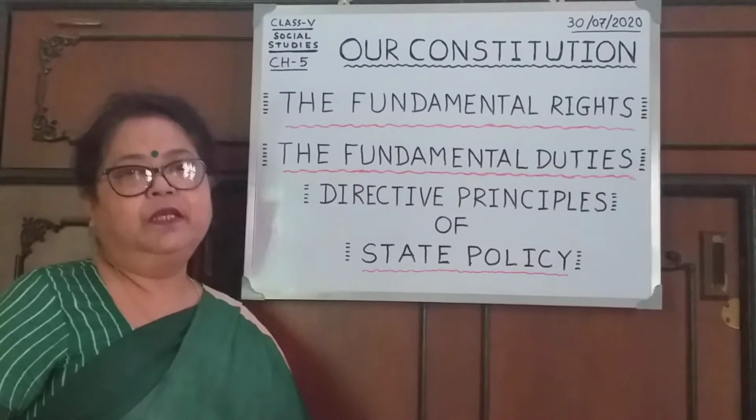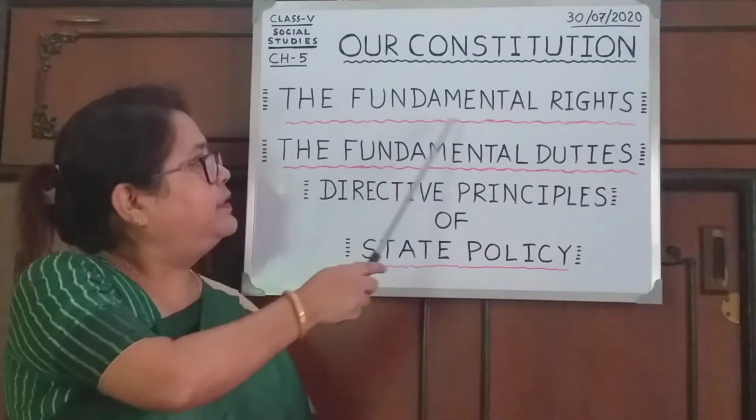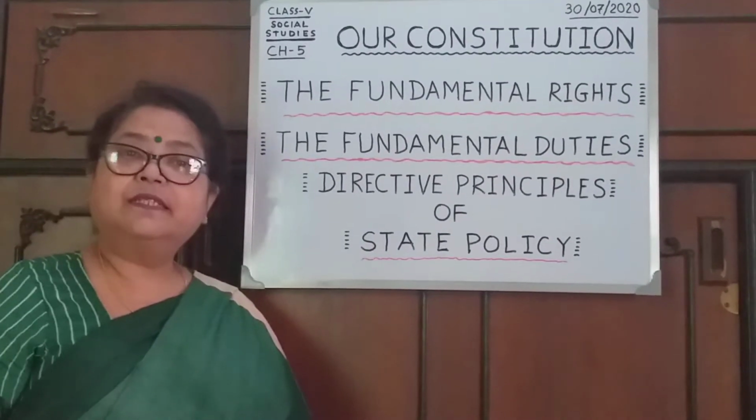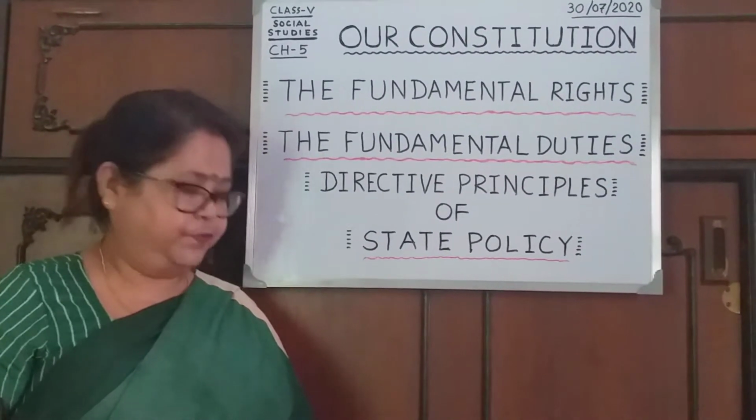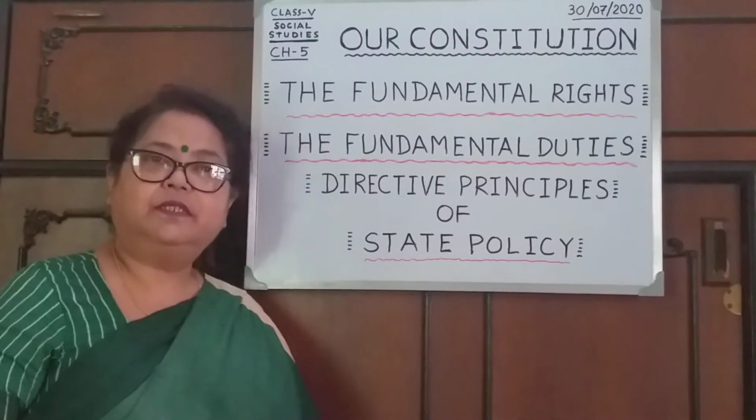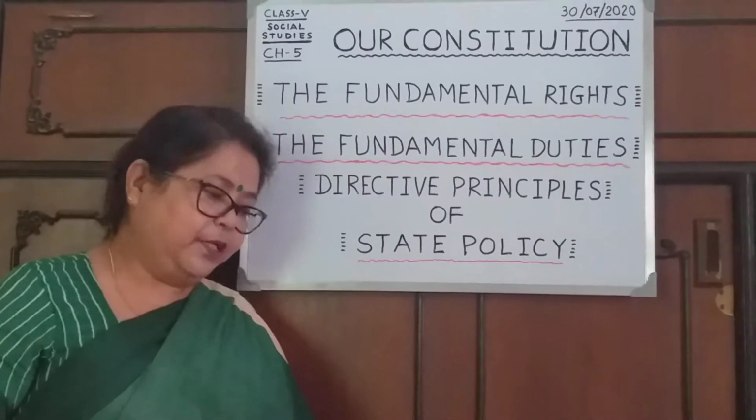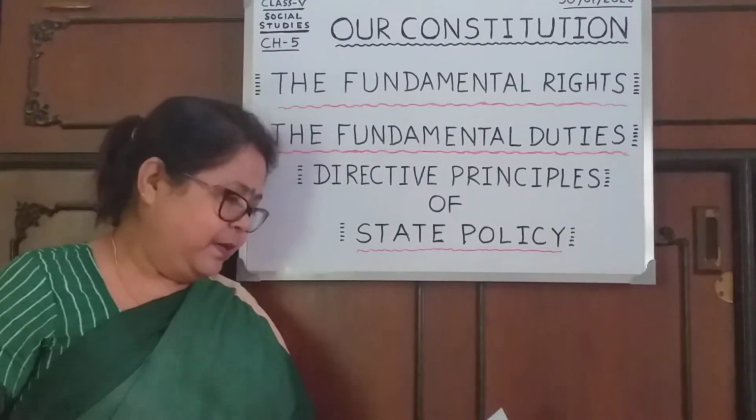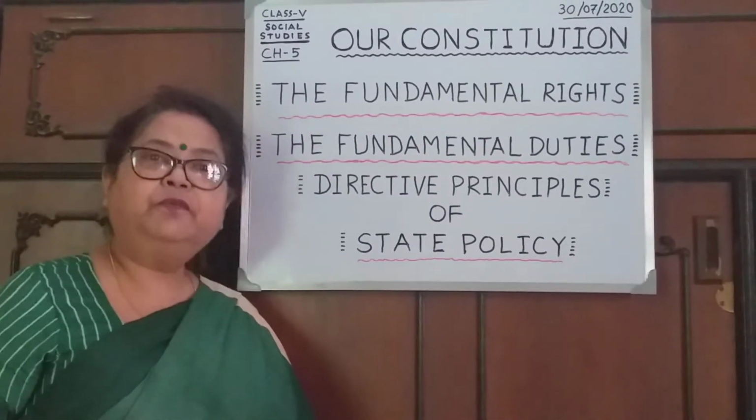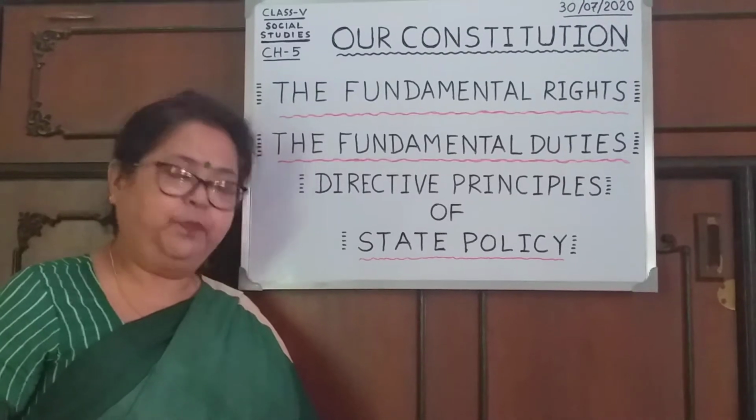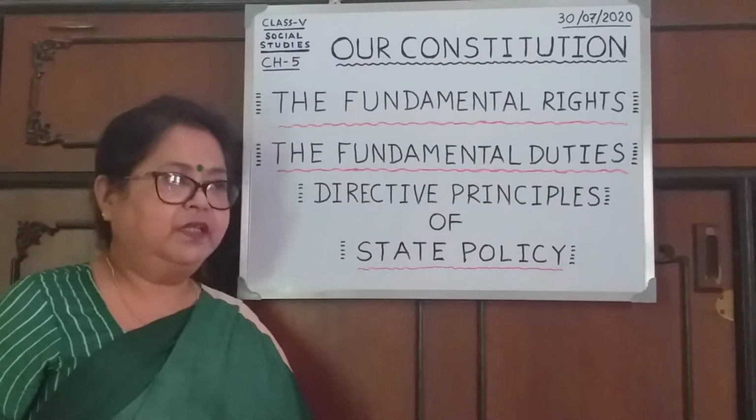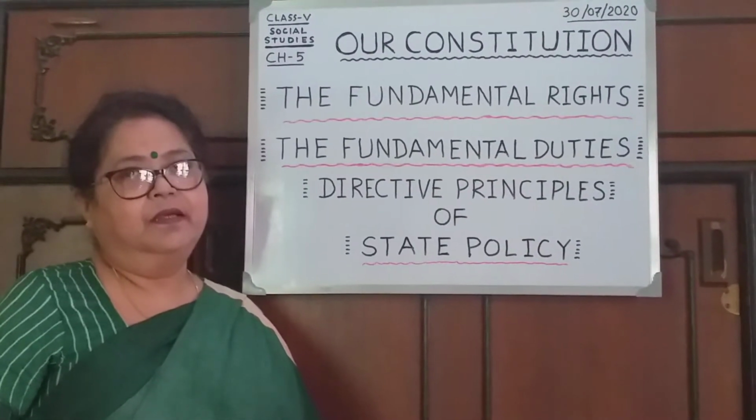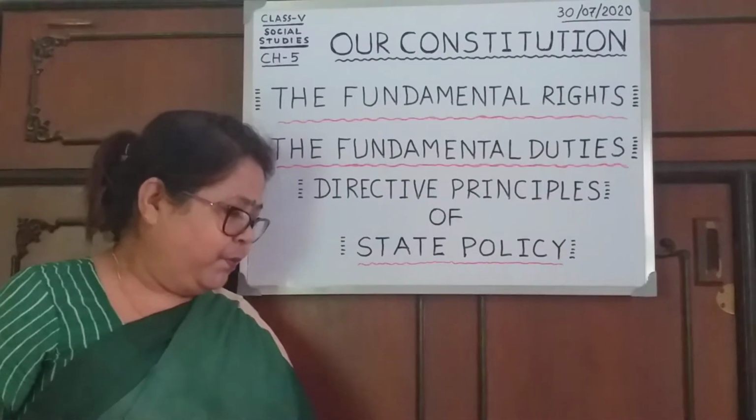Now first I will explain to you the fundamental rights. There are 7 fundamental rights. The first one, right to equality. All citizens are equal before the law. No difference should be made between men and women, rich and poor, between people who belong to different religions or castes. Second one, right to freedom.